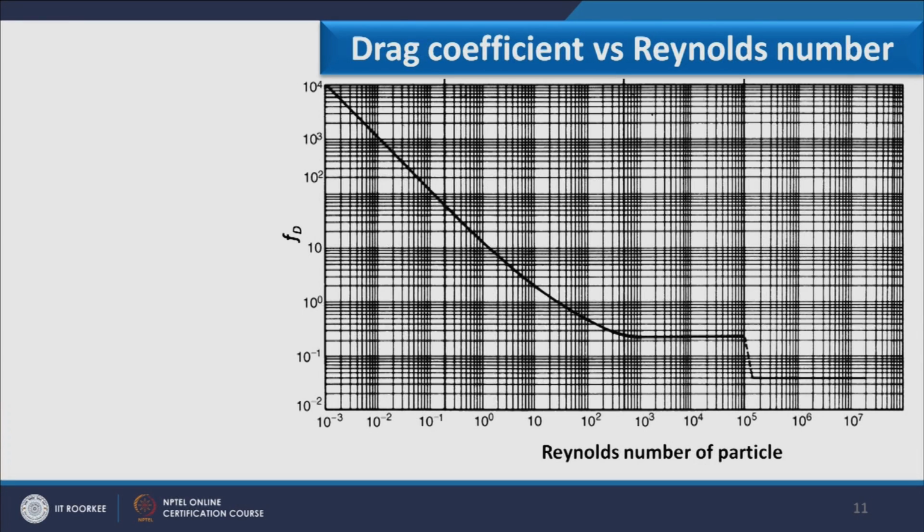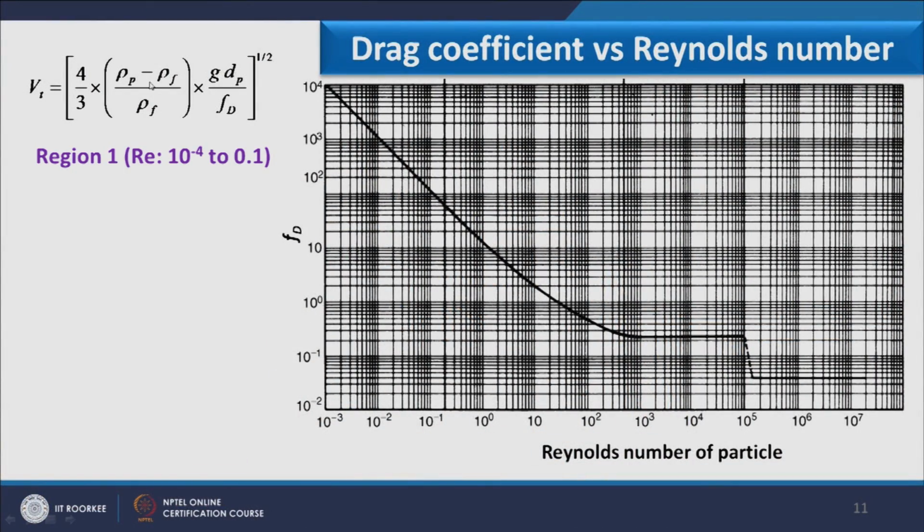Now, we will consider different regions in this graph, and here we have the generalized equation of terminal settling velocity, and further we will discuss the specific equation which can be used for a particular region. So, first of all we will consider region 1, where Reynolds number varies from 10 raised to the power minus 4 to 0.1. Up to here region 1 is available, which we have shown with the red color in this graph.